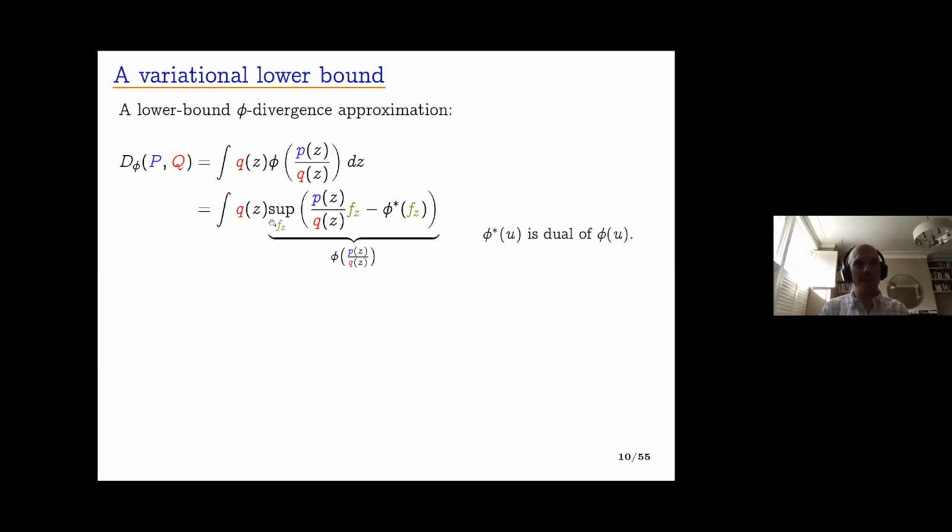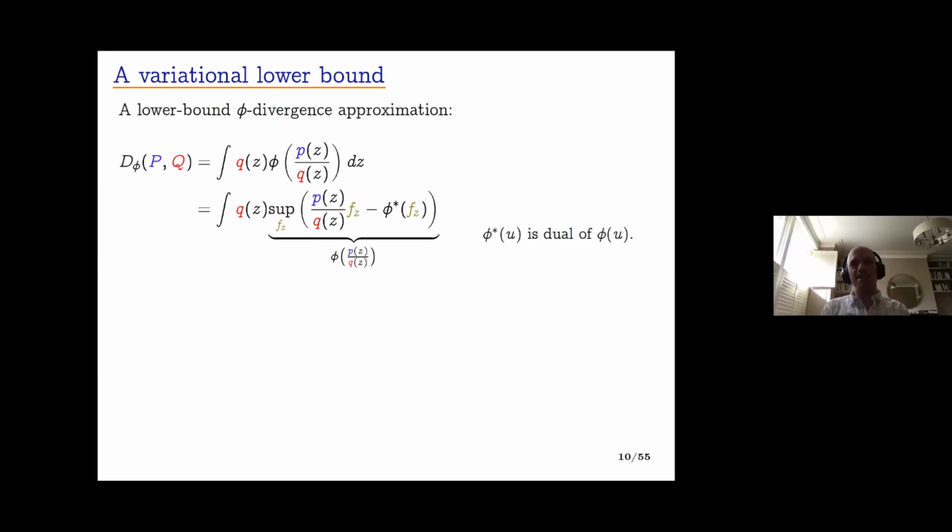So I've got the expectation under Q of the sup over f(z). So f(z) is a scalar which is changing according to z, of this expression here: P on Q times f(z) minus phi star, the dual at f(z). This is an equality. So as long as f(z) is able to change according to z, so it always matches this ratio P to Q, then this is exactly equal to phi.